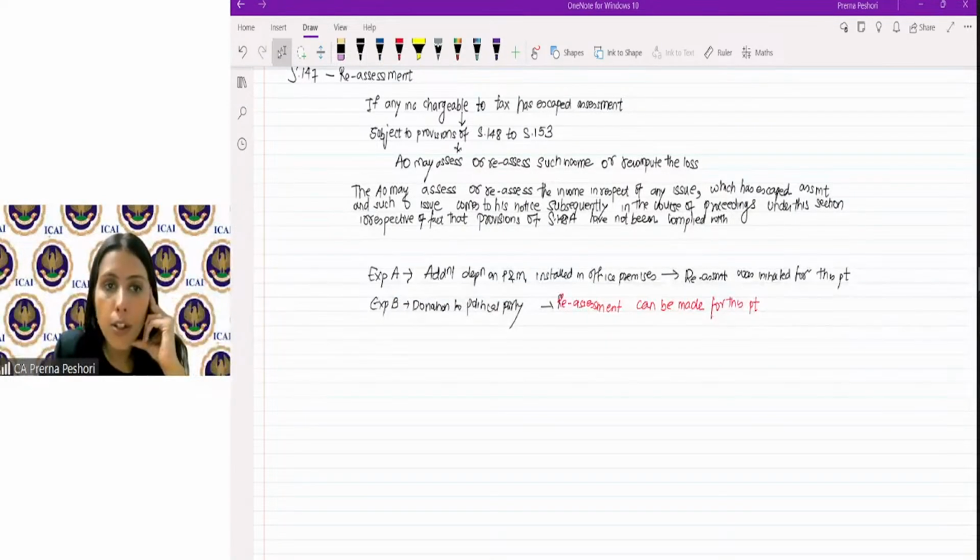If you look at 147, it is giving you the point that it is subject to 148 to 153. It has to be subject to that. So we will go into the procedure which is given under 148 to 153. Yes. So let's get started with that.